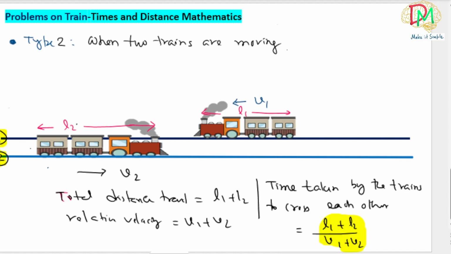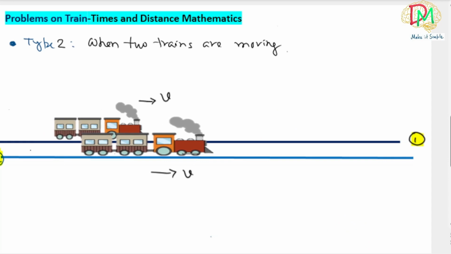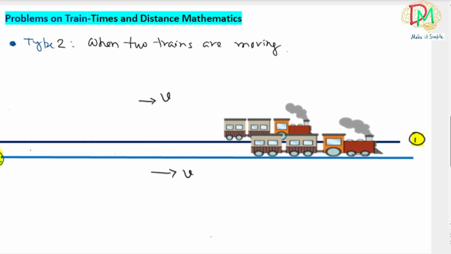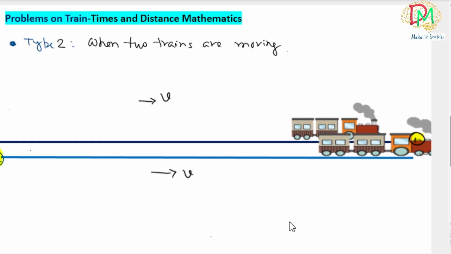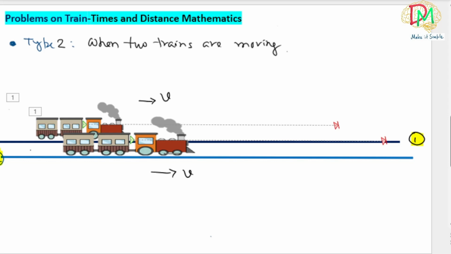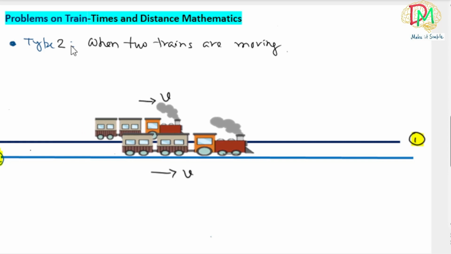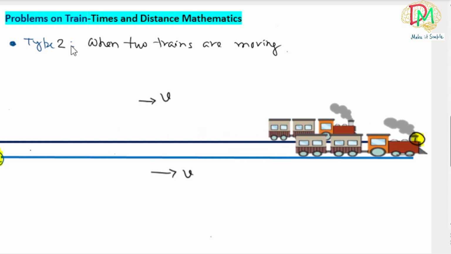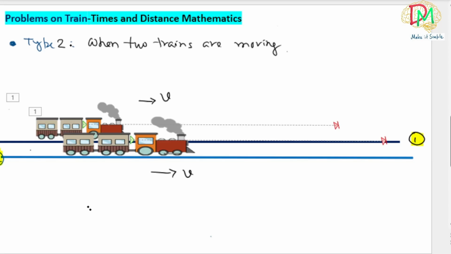Clear? Now look at this animation. Here you see both trains are moving with the same velocity. For a few moments you might have experienced this kind of scenario. If you are sitting inside the first train, what will you observe? The second train is not moving. And if you are sitting in the second train, what will you observe? The first train is not moving, but actually they are moving. The relative velocity becomes 0.